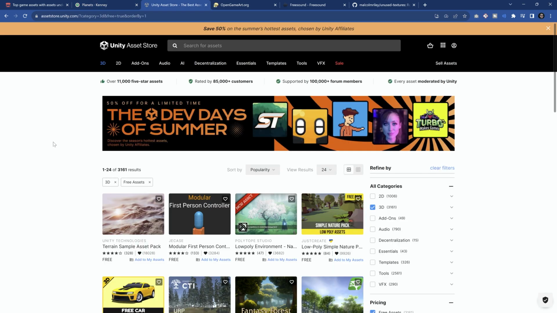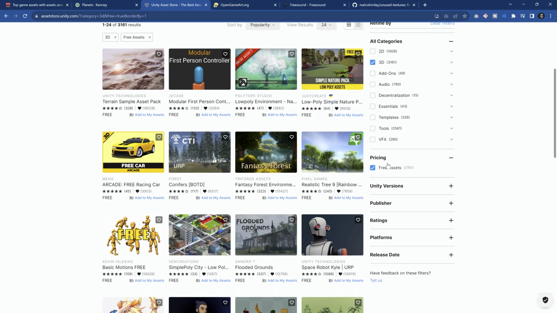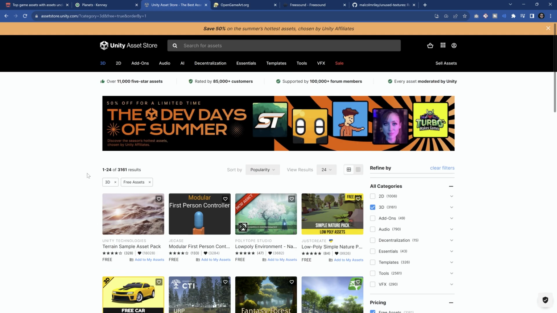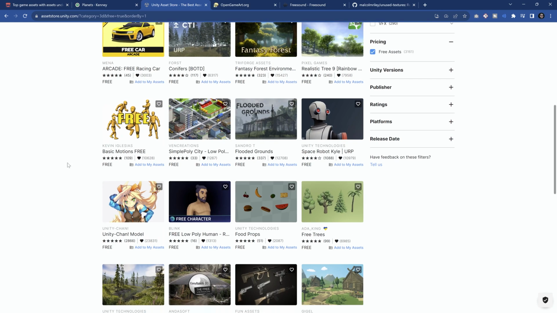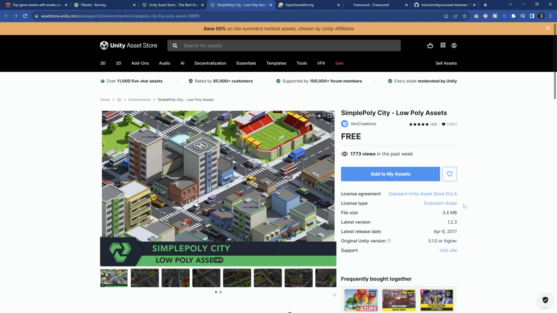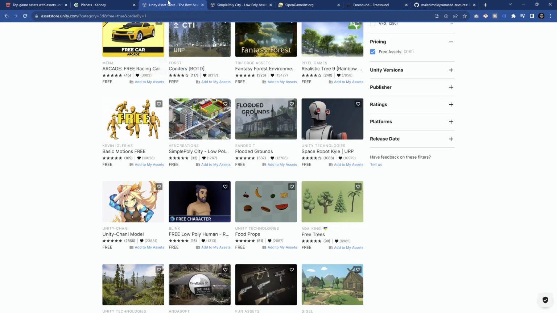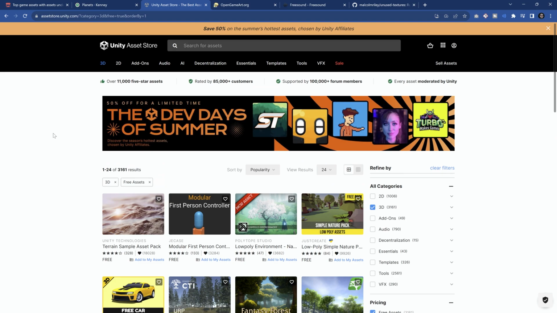The third stop is the asset store with, very importantly, the free assets ticked over here because there are plenty of free assets. Do keep in mind, though, that there are some different licenses that might be applicable here. So if you were to take a look at this, for example, you can see there's a license agreement for the EULA as well as an extension assets license. So do keep in mind that there might be different licenses. Always double check what the license might be so you're not infringing on anyone's copyright.